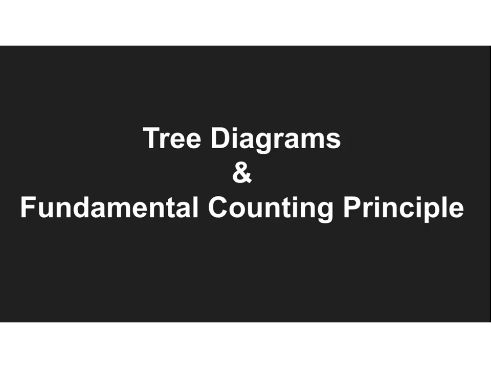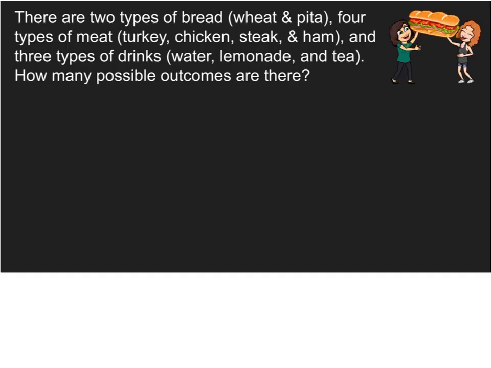Hey guys, we are going to look at tree diagrams and something called the fundamental counting principle. Okay, so there are 2 types of bread, wheat and pita, 4 types of meat, turkey, chicken, steak, and ham, and 3 types of drinks, water, lemonade, and tea. They want to know how many possible outcomes there are. So basically, how many combinations can I come up with for the meal that I'm trying to make here?